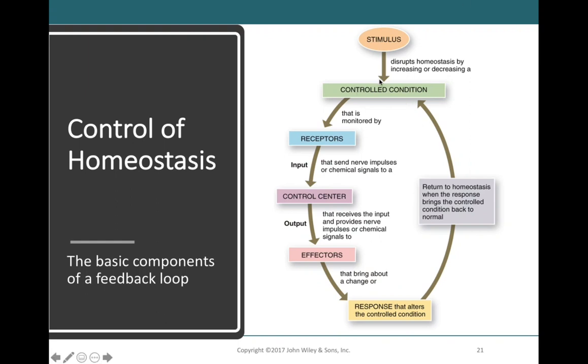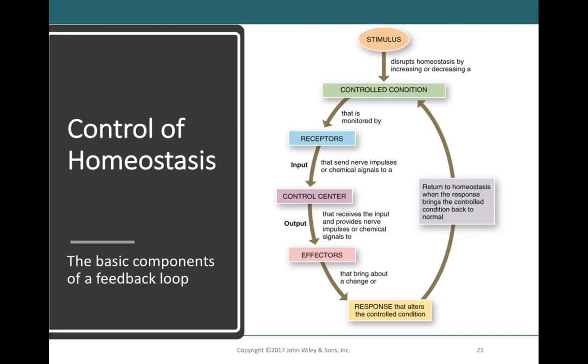So if the controlled condition is going to be body temperature, the stimulus might be perhaps a hot bath or perhaps a dip in an ice bath. Both of those are going to be different stimuli that are going to increase or decrease some type of controlled condition, and the controlled condition in this example is body temperature.